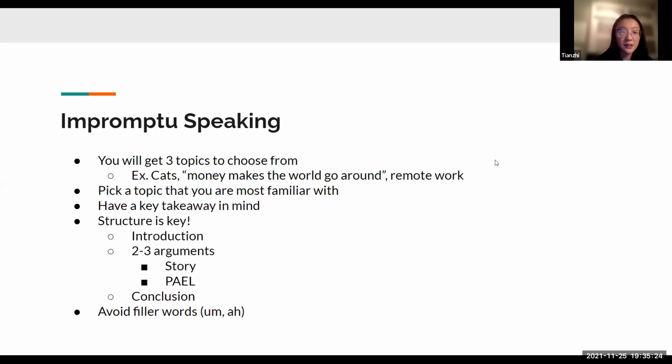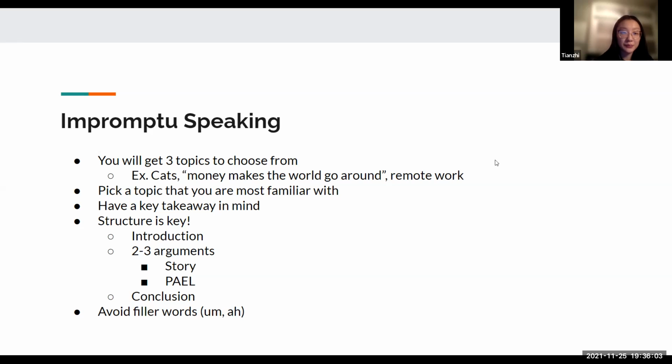Third item is have a key takeaway in mind. Again, you could be for a topic, you can be against a topic, you can have a lesson that you can learn from a topic. Regardless, by the end of your speech, the audience should have learned something, that is your main goal or your main message that you want them to take away. So don't talk randomly about cats. Don't be like, there are brown cats, there are white cats, there are black cats. That is not the goal here. The goal here is to make sure that you have some kind of a takeaway for the audience at the very end.